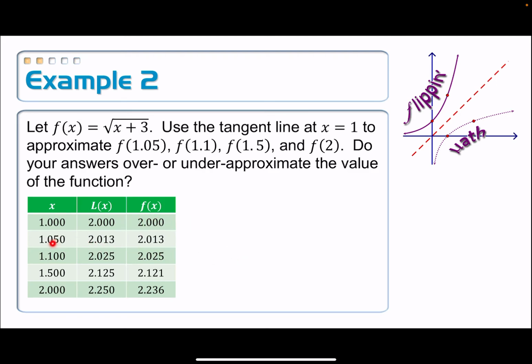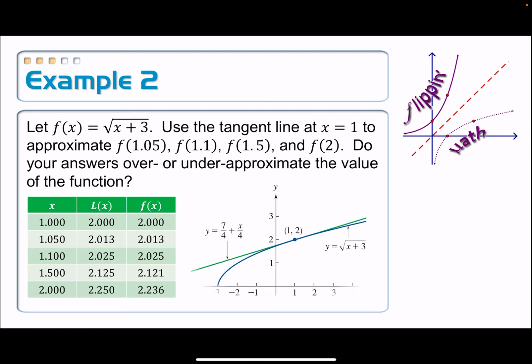Okay, so if you take a look at how close these two things are, they're indistinguishable, accurate to 3 decimal places. Same thing with this one, accurate to 3 decimal places. But then when we get to 1.5, which is only half away from the point that we started with, we're really not that far away. It's only starting to get further away as we march away from our original x value.